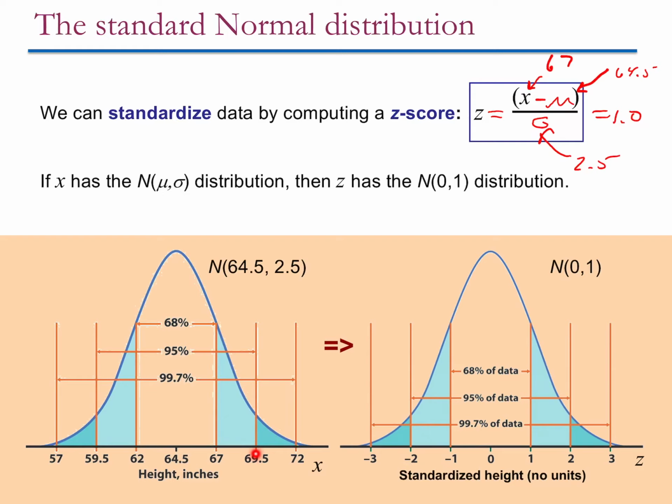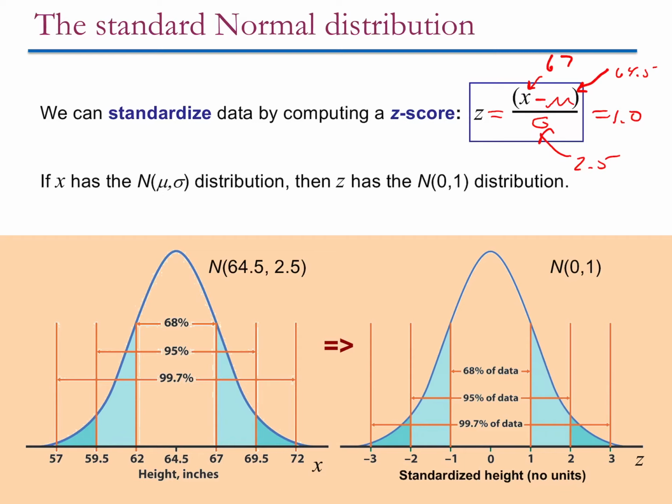All right, what if you plugged in 69.5, which is here at 2 standard deviations? Plug in 69.5, 64.5 there, 2.5 there, you would get 2 as your z-score because 69.5 is 2 standard deviations to the right. What if you plugged in 59.5? Then you would get a z-score of minus 2. A minus 2 z-score means 59.5 is 2 standard deviations below your mean of 64.5.